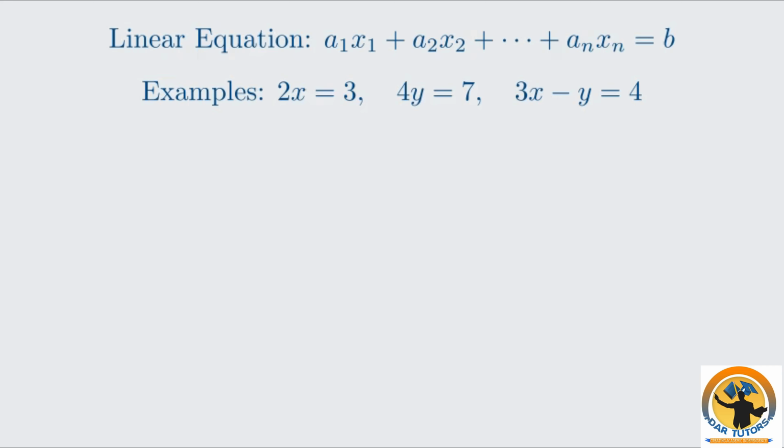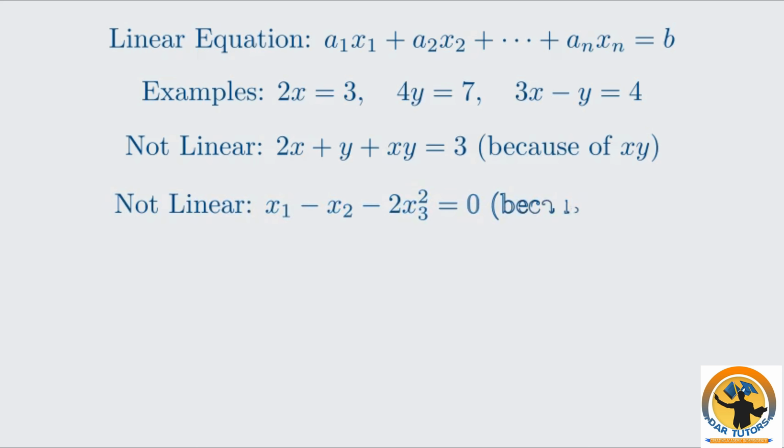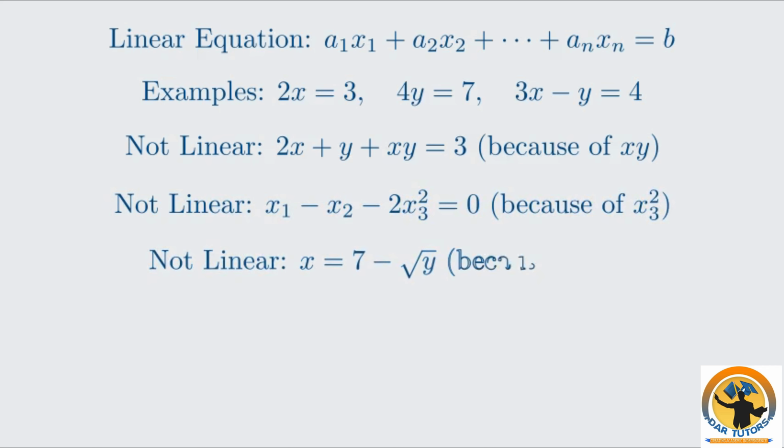Now, let's look at some examples that are not linear equations to clarify the definition. First, 2x plus y plus xy equals 3. This is not linear because of the xy term, which is a product of 2 variables. Second, x1 minus x2 minus 2x3 squared equals 0. This is not linear because the x3 term is squared. Third, x equals 7 minus the square root of y. This is not linear because of the square root of y term. So, to recap, a linear equation has variables only to the first power, with no products or roots of variables.